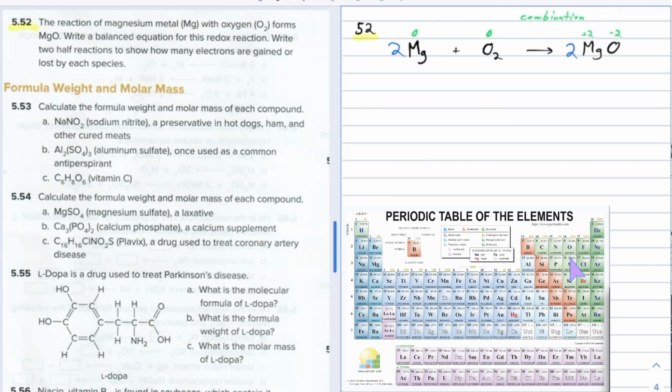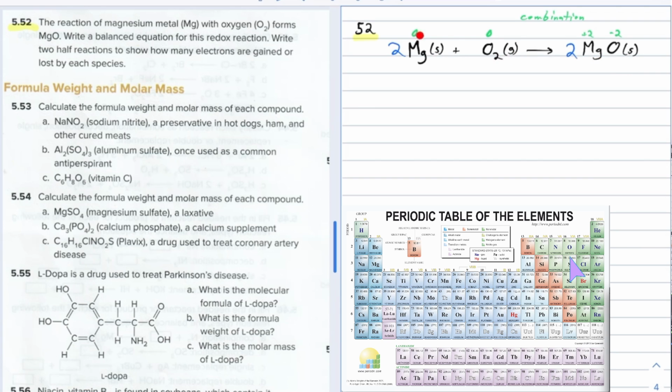And we didn't put the states here, but this is probably solid magnesium reacting with gaseous oxygen to form solid magnesium oxide. And what you're doing here is burning the magnesium. So magnesium burns in the presence of oxygen, and you're left with this white powder over here. And that's not too important.